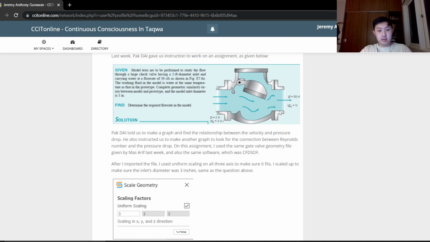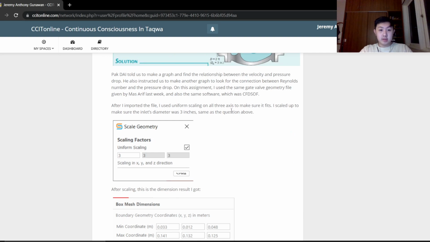For the first assignment, Mr. Dai gave us this project to solve, which is a gate valve, and we are told to study the flow through a large shack with a 2 feet diameter inlet and carrying water at a flow rate of 30 CFS. We have to complete the model and the prototype given the data here, like the debit and stuff. So we have to find the required flow rate in the model. Mr. Dai also told us to find the connection between the Reynolds number and the pressure drop.